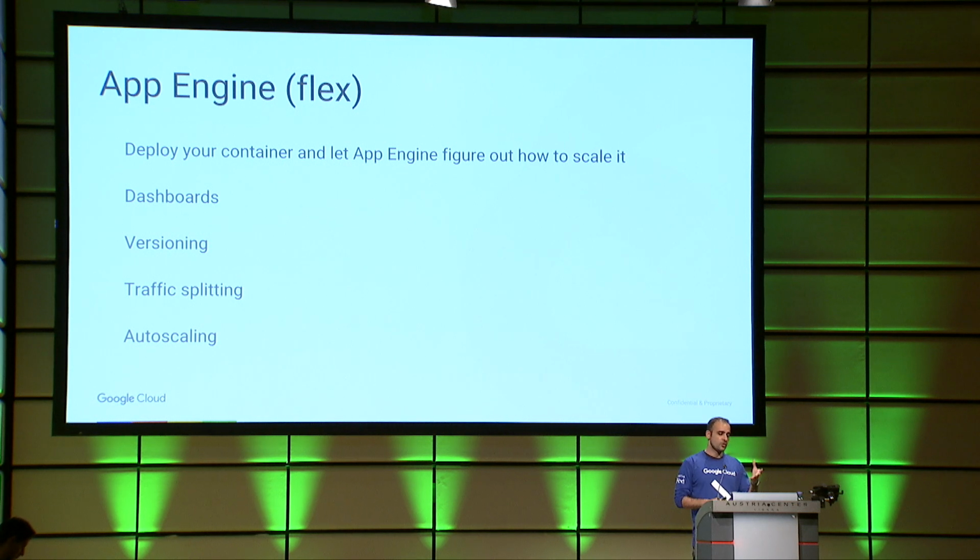In App Engine Flex, you get dashboards, you get versioning, so you get different versions of your application every time you deploy. You get traffic splitting, so you can split the traffic between different versions, and you get auto-scaling. So by default, your container is deployed on 2 machines, but it can auto-scale up to 20 machines without you having to do anything. It's done automatically for you.